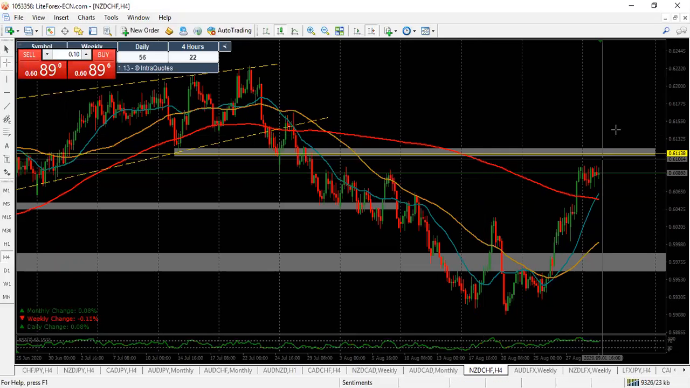Put our entry up here. We can risk as much as 55 pips, and we can target as much as 194 pips. So that would be 1:4 risk to reward. So that would be a very awesome trade to take.